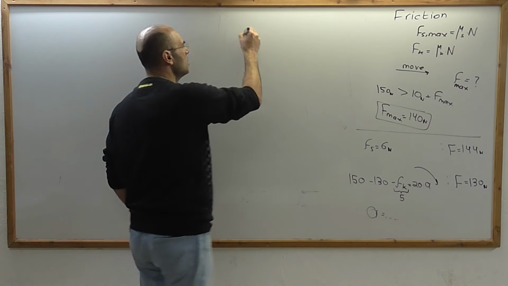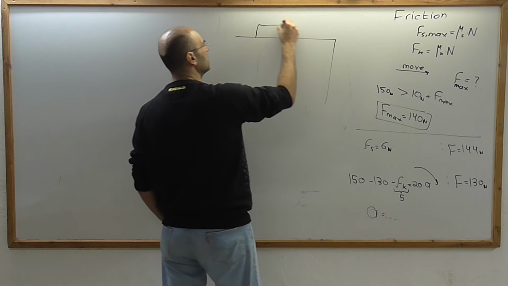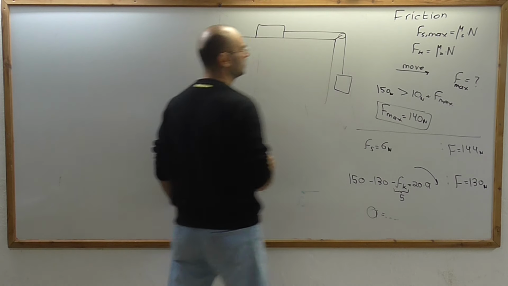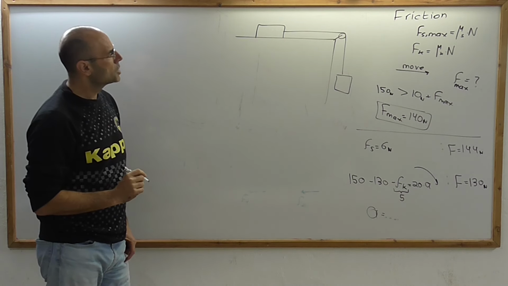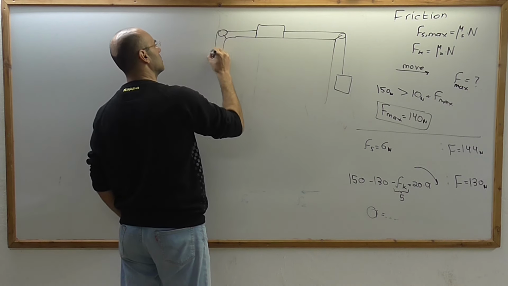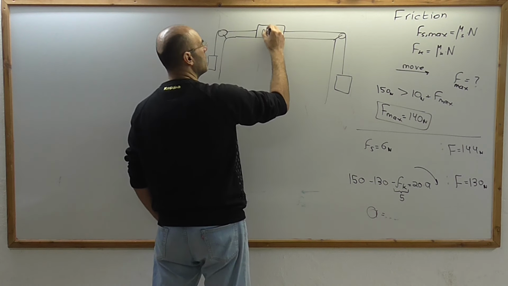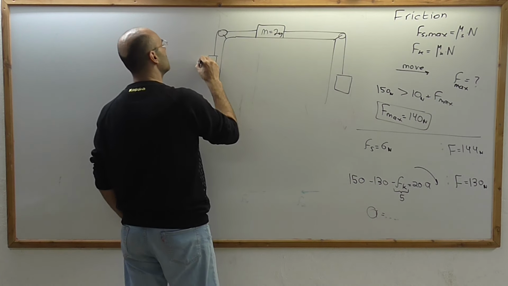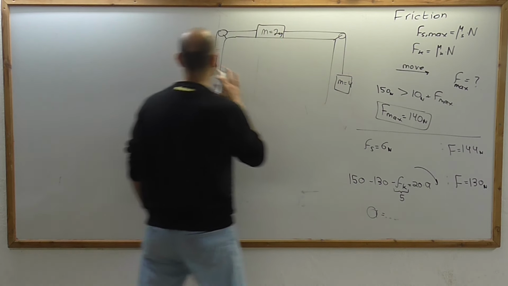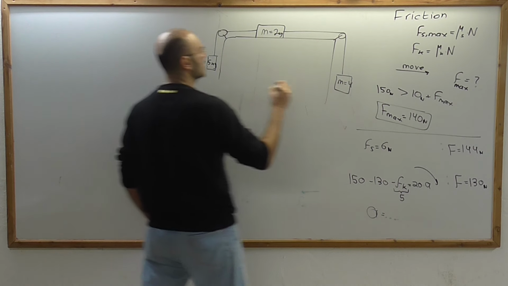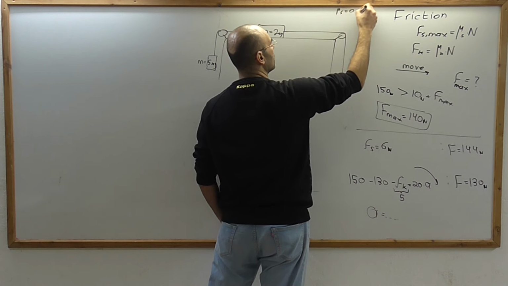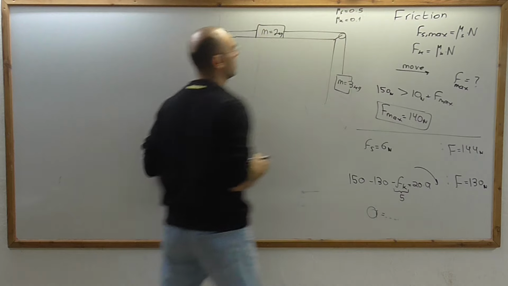Similar to the one we did before, the same idea. Let's add something up here. Okay, let's do that one. M equals 2 kilograms, M equals 4 kilograms, no, 4 is not good. Let's say 5 kilograms and 3 kilograms. Mu static equals 0.5, mu kinetic equals 0.1.